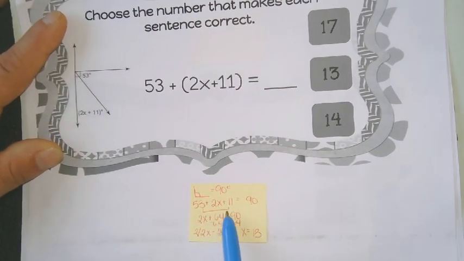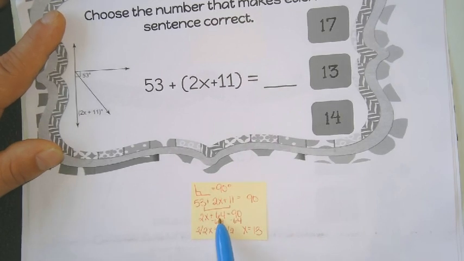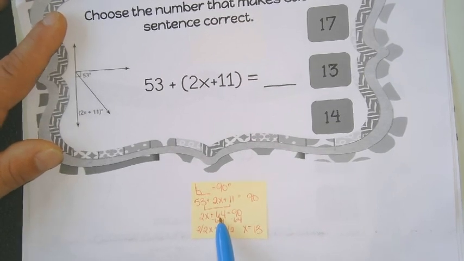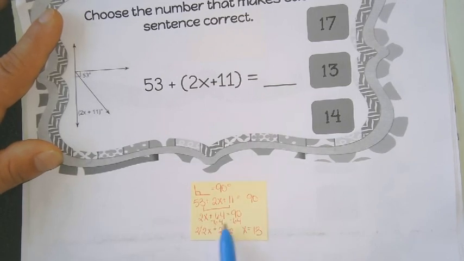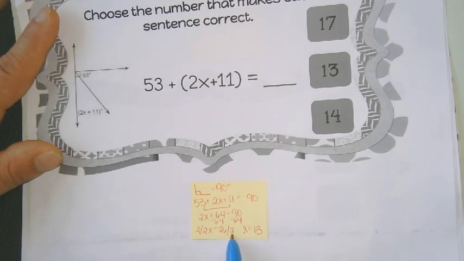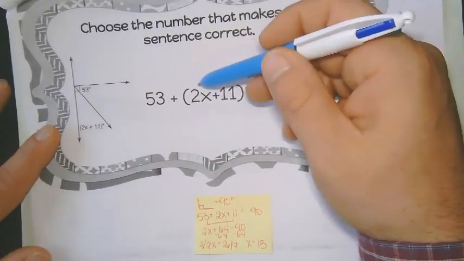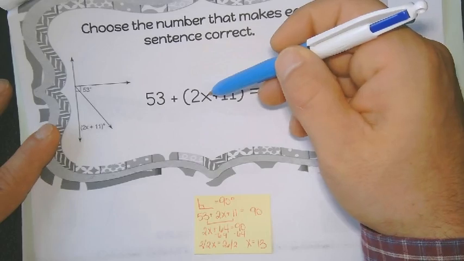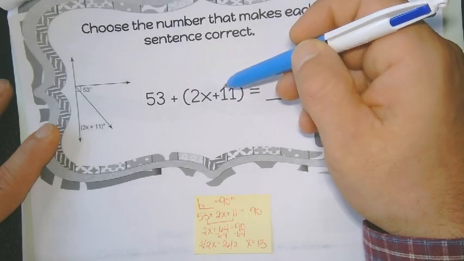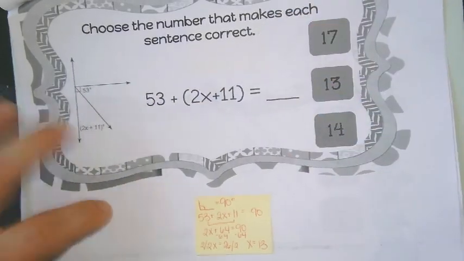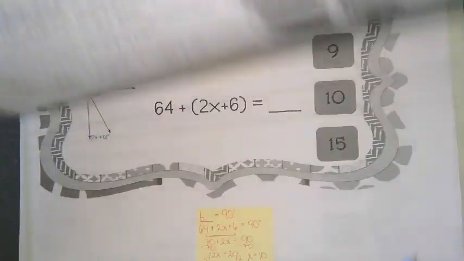And then we combine like terms, 53 combines with 11, we get 64. It's positive, so we know we have to do the opposite to isolate the variable. Minus 64 from both sides, we end up with 26. You have 2x equals 26, and if we divide by 2, we get x equals 13. If we put 13 in for the x, you get 26, 37. 37 plus 53 is 90 degrees.